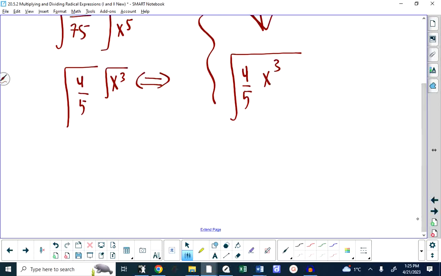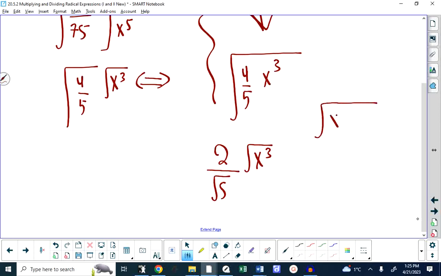The square root of 4 is 2. I'm still going to have a root 5 on the bottom. And I have a root of x cubed on the top. How many of you would have simplified the square root of x cubed at this point in time and just written x square root x? Okay, I'm doing that in a separate step.